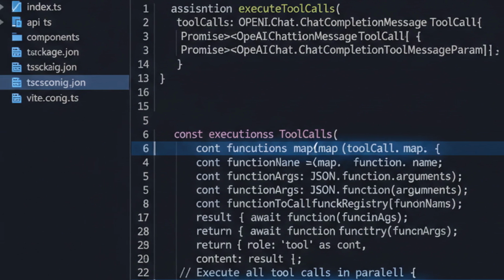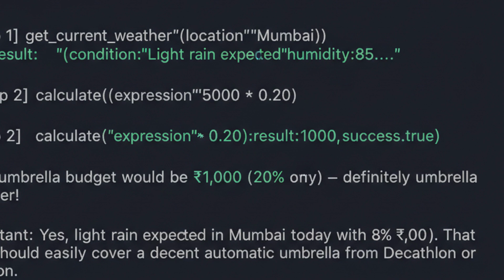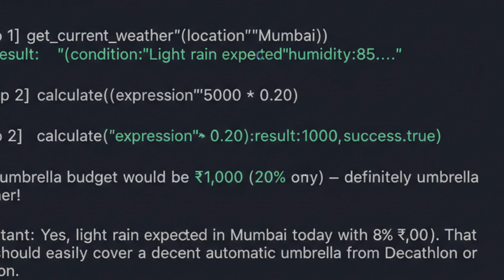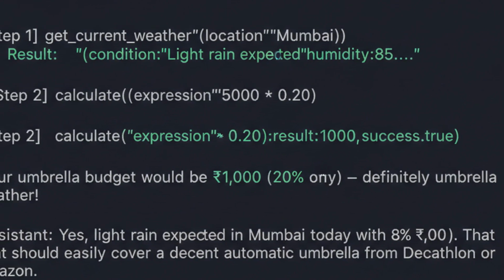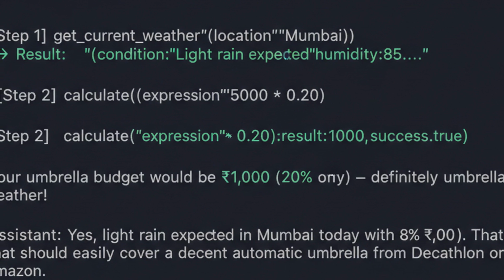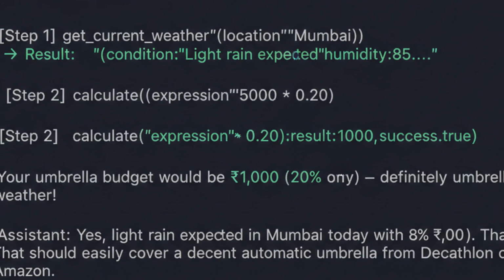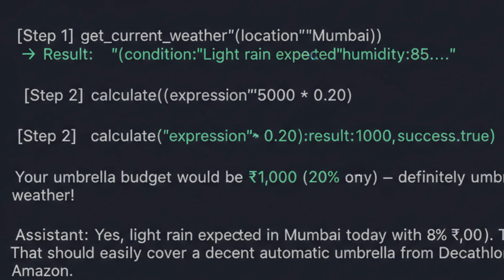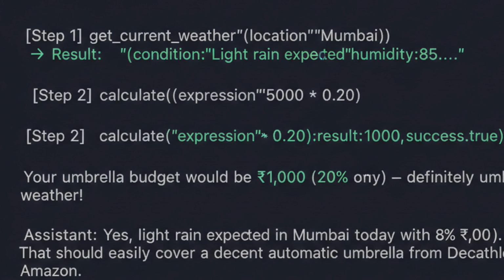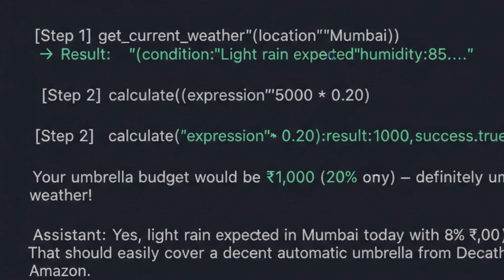Here's the updated handler. Sometimes the model needs to chain tools. Use the output of one as input to another. Ask, "Will I need an umbrella in Mumbai? And what's 20% of my 5,000 rupee shopping budget for a raincoat?" The model first calls weather to check conditions, sees rain is likely, then calls calculate for the budget math. This happens automatically through our recursive response handler. Each tool result feeds back into the conversation context.